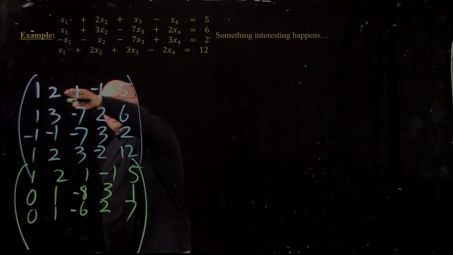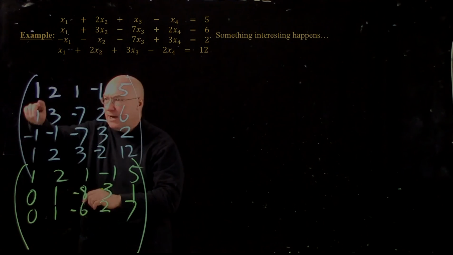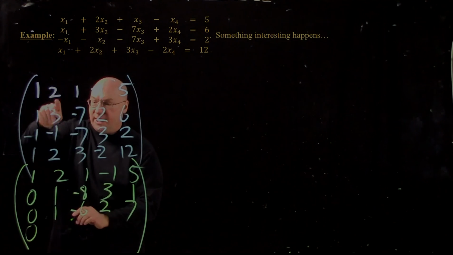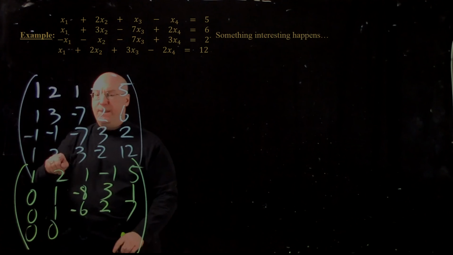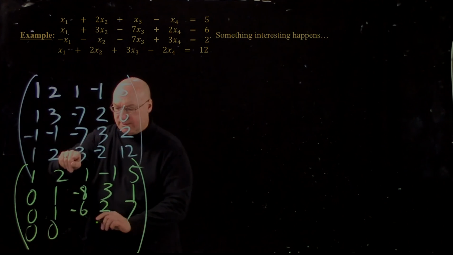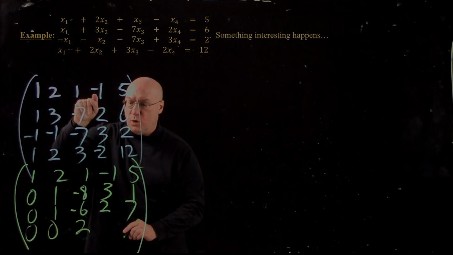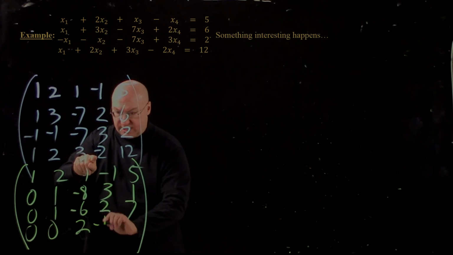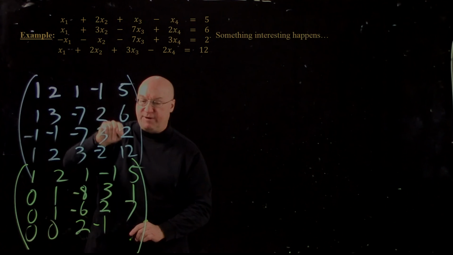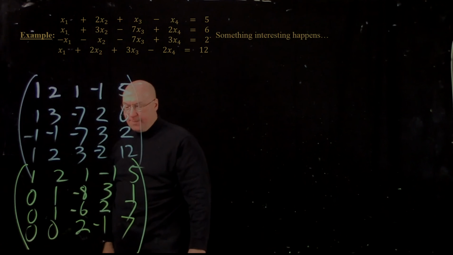And I'm again going to take a negative 1 times this and add it all the way down to the bottom. So that becomes a 0, and that becomes a 0, and that becomes a 2, and that becomes a 1 minus 2 is a negative 1, and this becomes a negative 5 plus 12 is a 7.